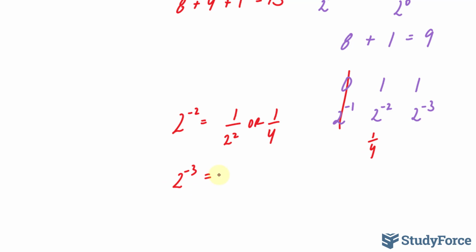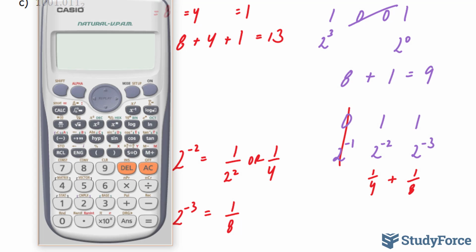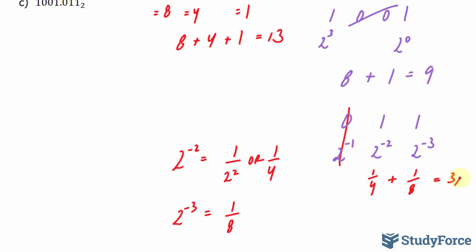2 to the power of negative 3 is the same thing as saying 1 over 8. Because 2 to the power of 3 is 8. 1 over 8 times 1 is 1 over 8. Let's use our calculator to add these two up, just like how we added these two. 1 over 4 plus 1 over 8 gives us 3 over 8. Therefore, our final answer in decimal is 9 and 3 over 8.